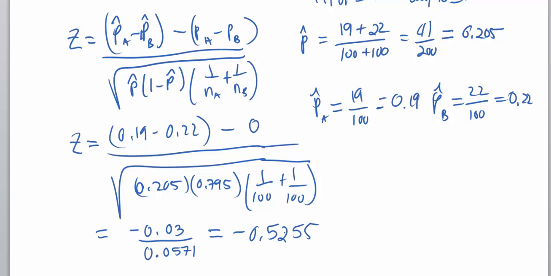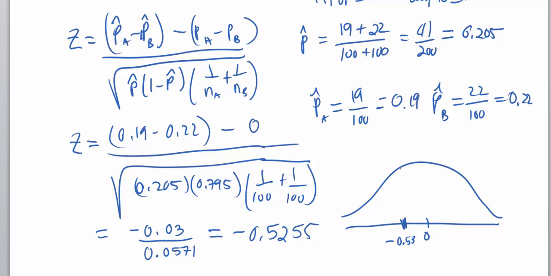So this is not a very extreme test statistic. If we were to draw our normal distribution, it would be somewhere here. If this was 0, this would be negative. I'm going to round this to 2 decimal places, so it would be negative 0.53, somewhere there. We have a lower one-sided test, so the p-value that I'm looking for will be this area. That's probably going to be relatively large.